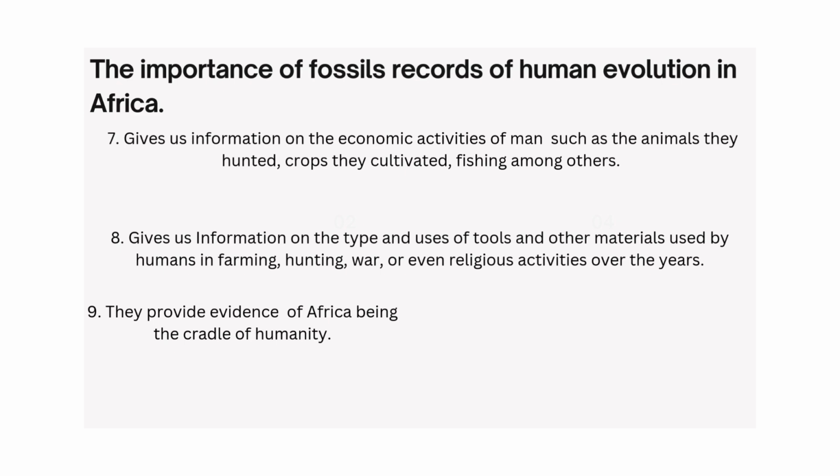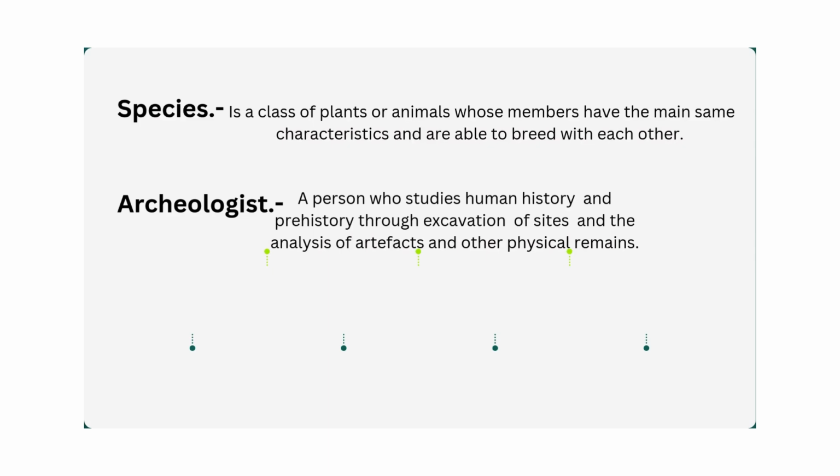Now, before I summarize, there are some terms that I have mentioned and I need to clarify them. The first one is species. What is a species? A species is a class of plants or animals whose members have the same characteristics and are able to breed with each other. Animals that are of the same kind and are able to breed with each other, to give a live young one, or even lay eggs of the same kind.